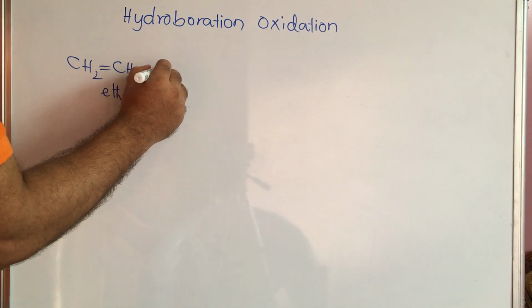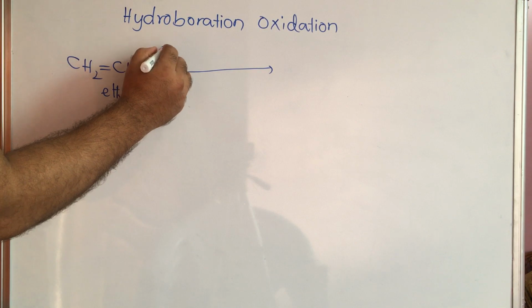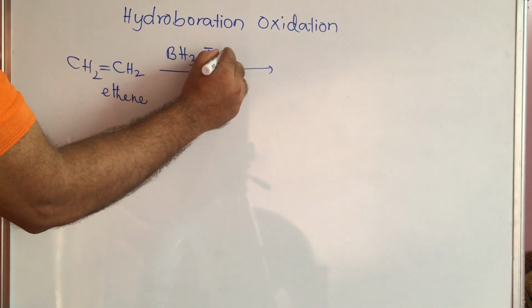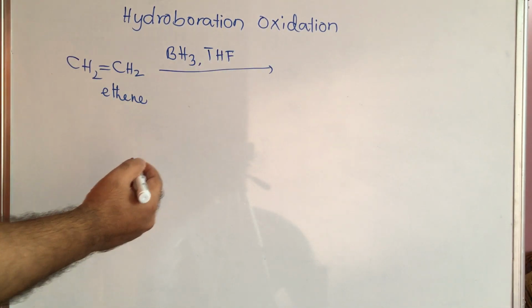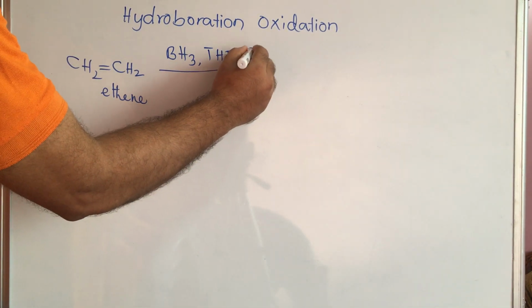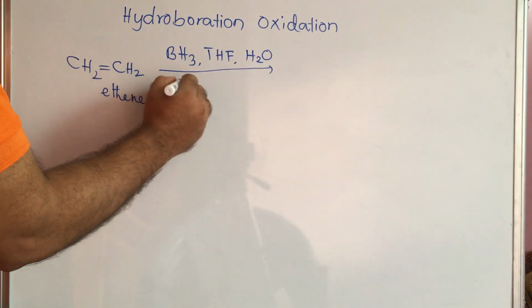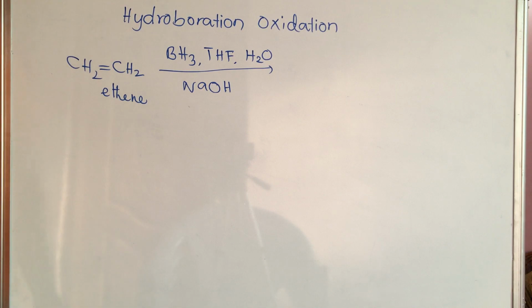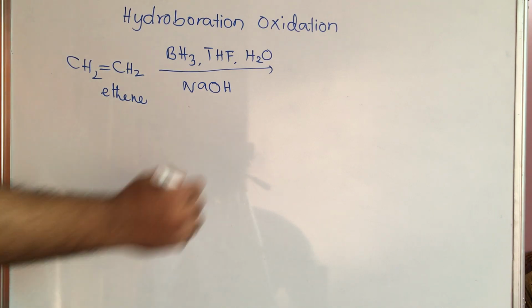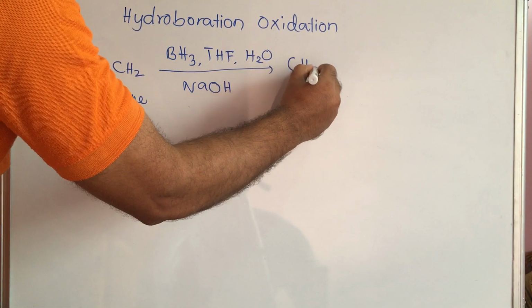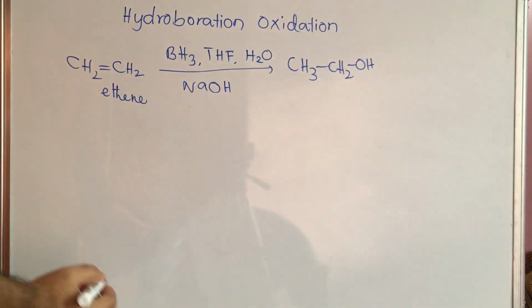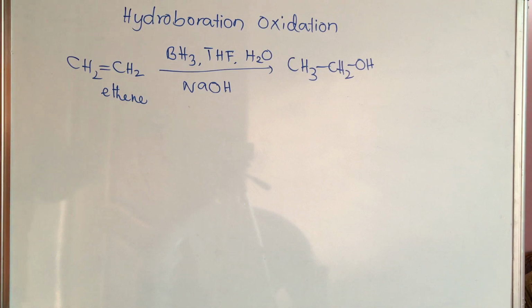Ethene reacts with BH3, THF (tetrahydrofuran), and water, NaOH basic medium. Then we will get the product CH3CH2OH. So what is the mechanism for this reaction?